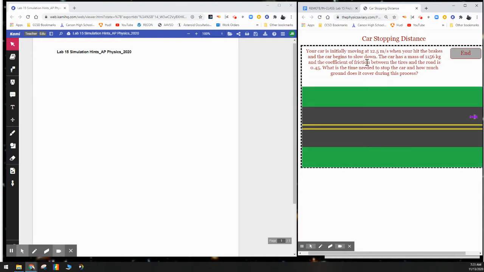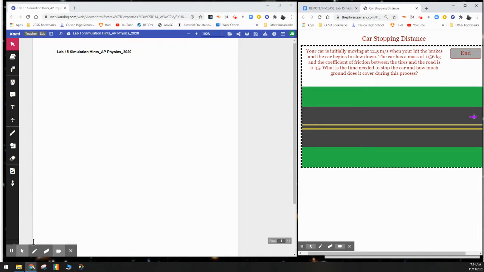Okay, so your car is initially moving at 12.5 meters per second when you hit the brakes and your car begins to slow down. So you're decelerating. The car has a mass of 1156 kilograms, and the coefficient of friction between the tires and the road is 0.45. So if you're sliding, this looks like kinetic friction, a coefficient of kinetic friction. What is the time needed to stop the car, and how much ground does it cover during this process?